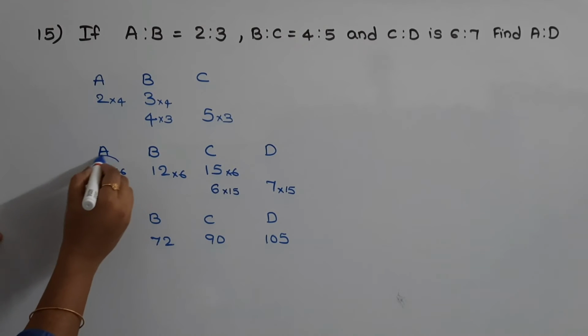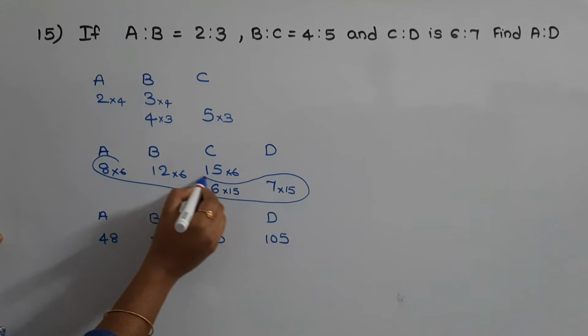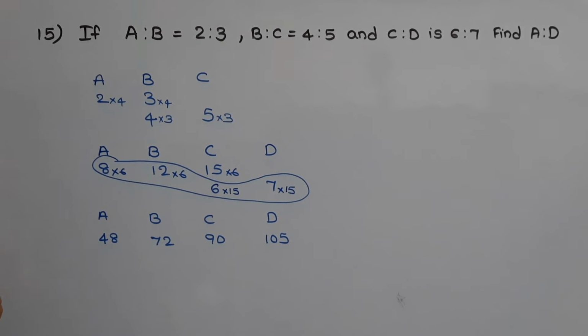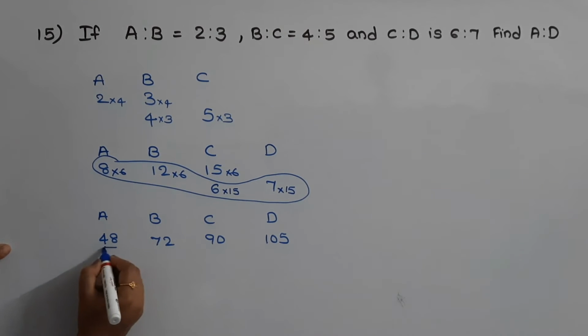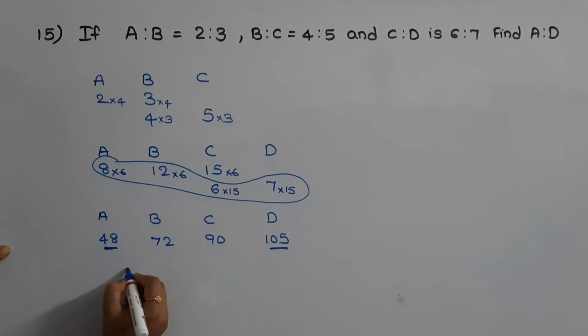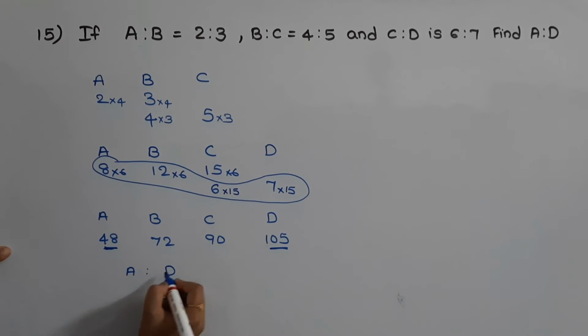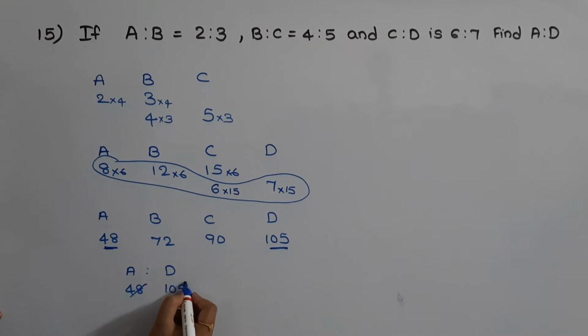So, the ratio of A is to B is to C is to D will be this one. We need to find out the ratio of A and D. So, the ratio of A and D will be 48 is to 105. On simplifying you will get this as 16 is to 35. So, this is the answer.